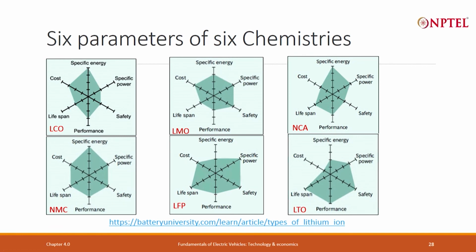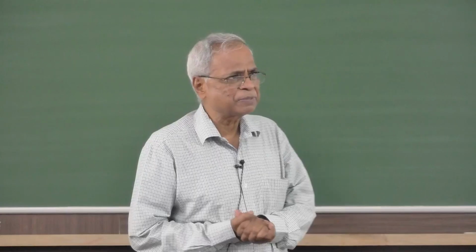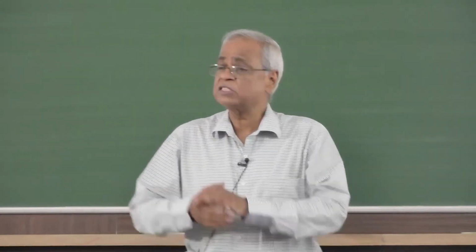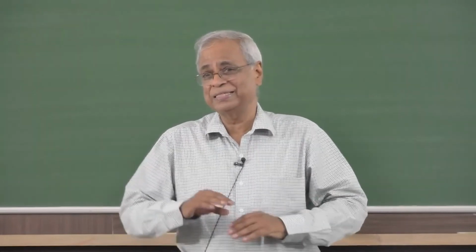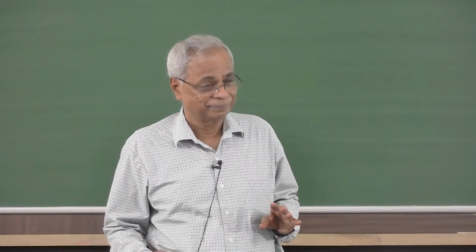I have taken this from a website called Battery University. In fact, much of the material in this chapter has been taken from Battery University. It is a good description of these things. So, to sum up, battery chemistries for electric vehicles for some time to come are NMC graphite and NCA graphite. I will look at the future battery in a short while.